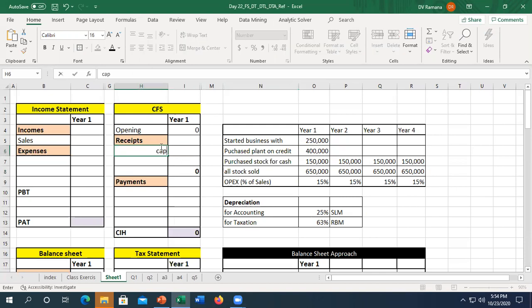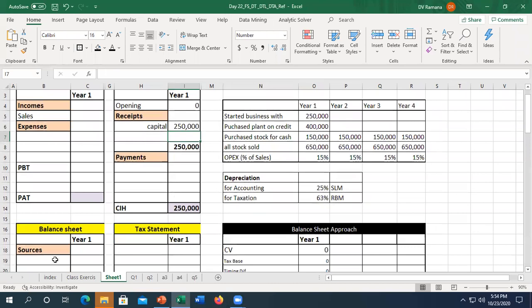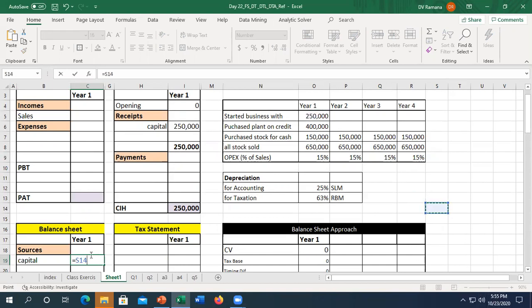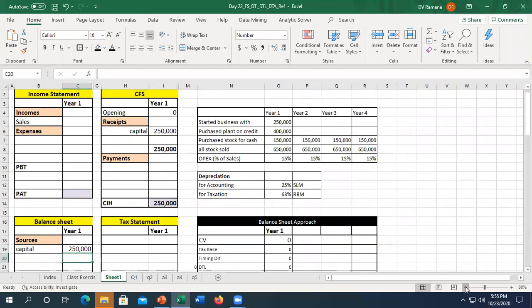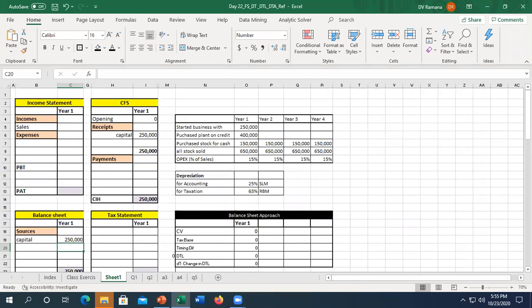So started business with 250,000. Therefore, the capital of the company receives money, and this is an inflow and the source. The capital, the money collected from the shareholders, is 250,000. Okay, 250,000 is a source and is an inflow of cash. No income, no expense at this stage. Okay. Now, purchase plant on credit.